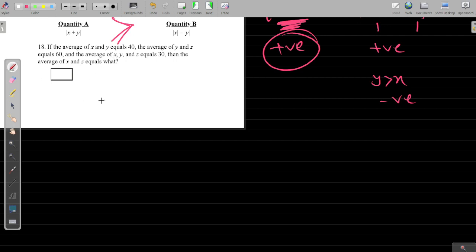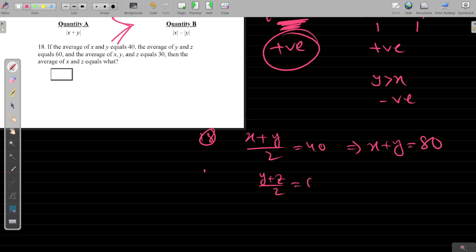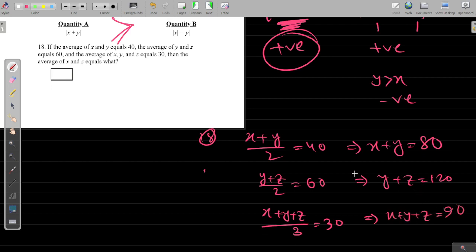If the average of x and y equals 40, so average means x plus y by 2 means 40, so x plus y equals 80. The average of y and z equals 60, so y plus z by 2 equals 60, then y plus z equals 120. And the average of x, y and z equals 30, so x plus y plus z divided by 3 equals 30, so x plus y plus z equals 90.